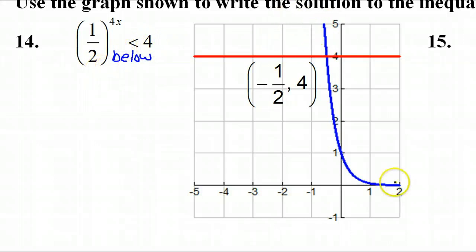So, well, look at the function, the blue here. And of course, the red line is the 4. So the function is the blue line. So which part of this is below 4? Well, clearly it's this part right here.